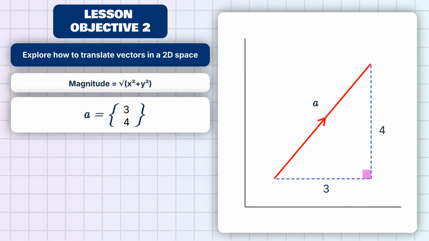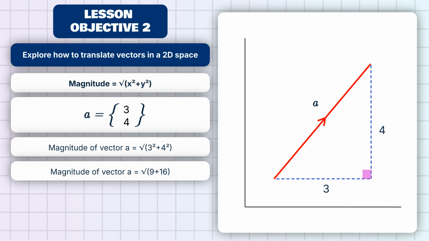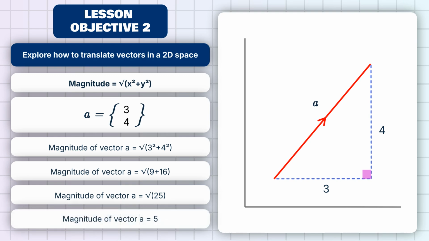In this example, a equals 3 over 4. To find the magnitude of vector a, we can use our equation along with our x and y values. Using our x value 3 and our y value 4, we can calculate the square root of 3 squared plus 4 squared. 3 squared is 9 and 4 squared is 16. When we add these together, we can see that the magnitude of vector a equals the square root of 25, giving us a final magnitude value of 5.